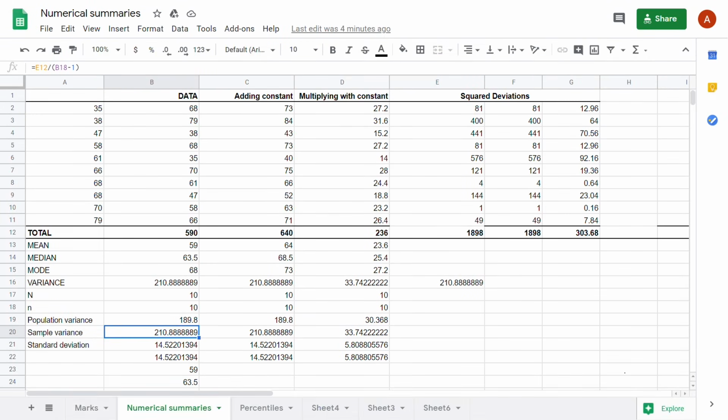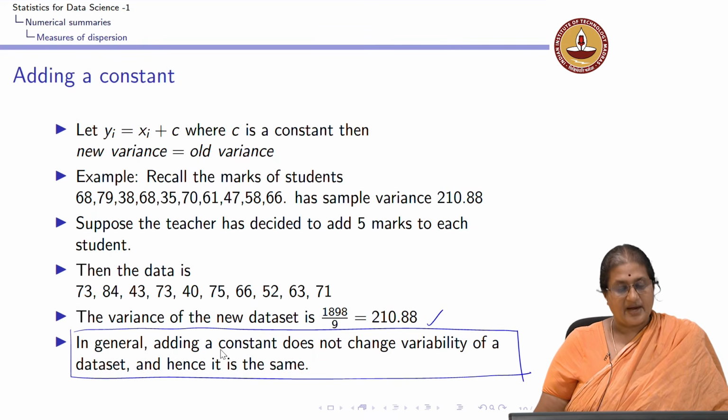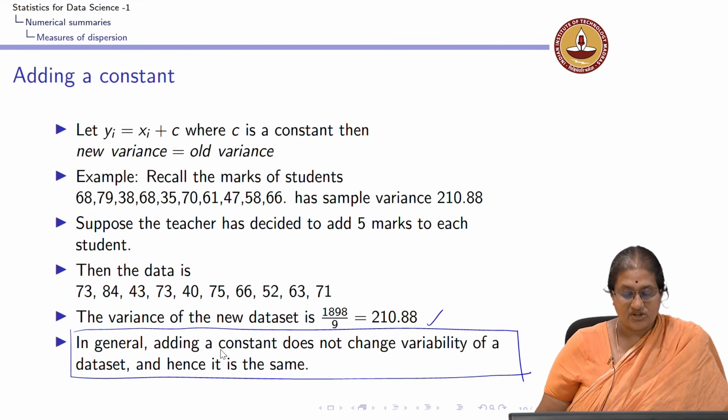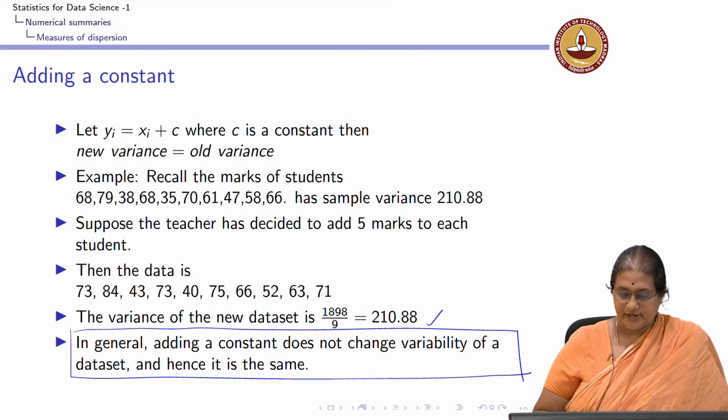Let's go back to this example. Again, this is my original data, the one that is highlighted. The variance was 210.88. I add a constant and I get this as my data set. You can see that the variance for both these data sets is the same. So, adding a constant does not change variability of a data set.